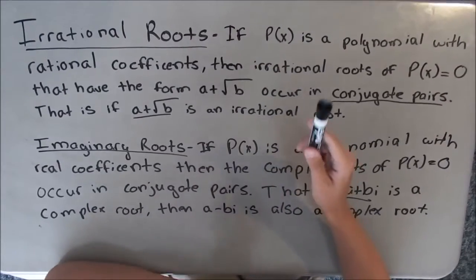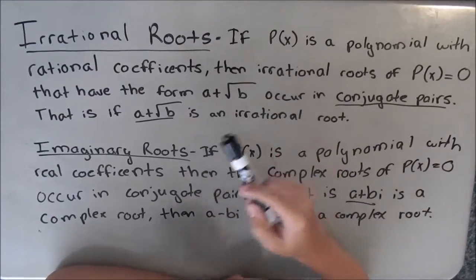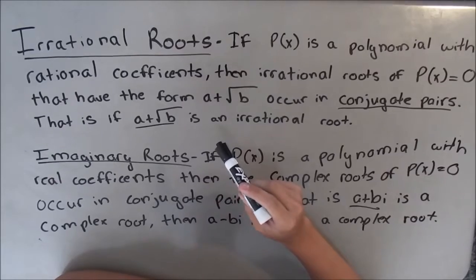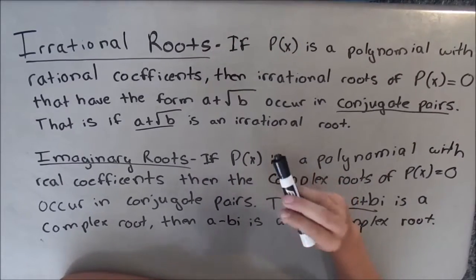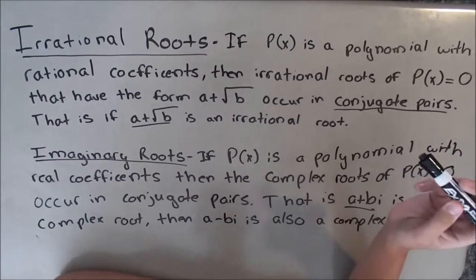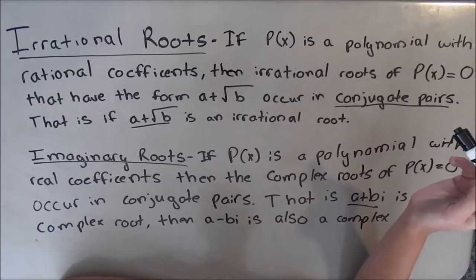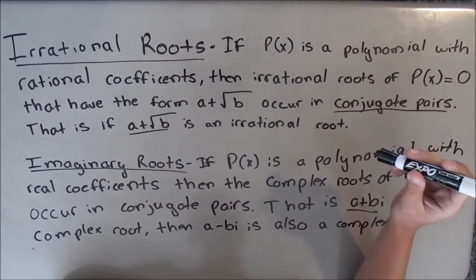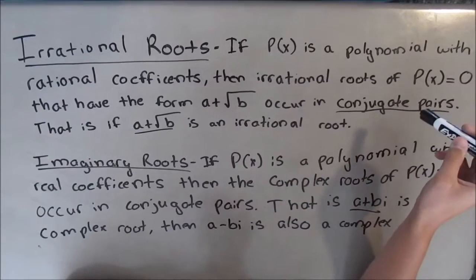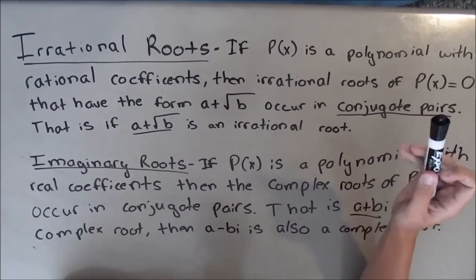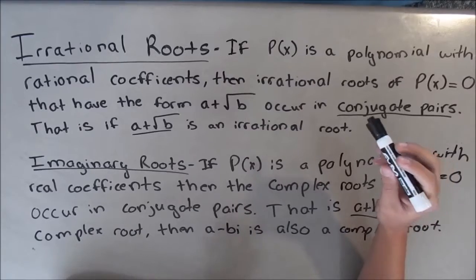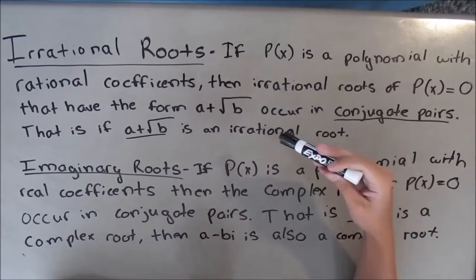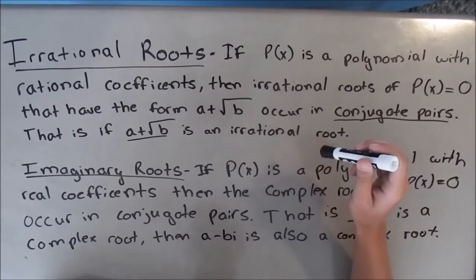So this is the conjugate roots theorem. The first one is what you would use for irrational roots, which is if p of x is a polynomial with rational coefficients, then roots of p of x equals 0 that have the form a plus the square root of b occur in conjugate pairs. That is, if and only if a plus the square root of b is an irrational root. Now what that means is the conjugate pair would be a minus the square root of b.